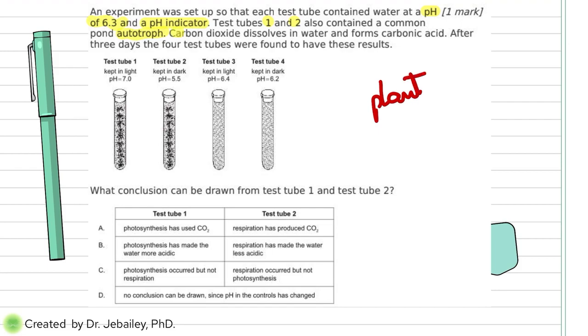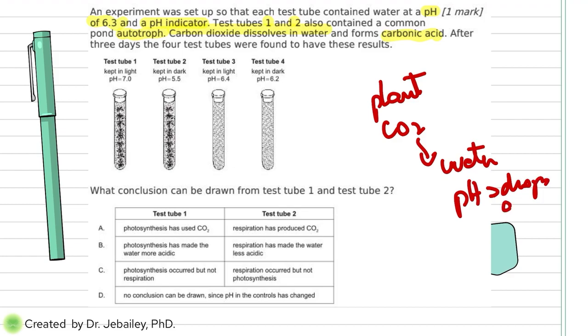Now, carbon dioxide dissolves in water and forms carbonic acid. We already know that if you place CO2 inside the water, the pH drops, so it becomes more acidic. That's why it's called carbonic acid. Now, after 3 days, the 4 test tubes were found to have these results. So what do we learn from here? We have 4 test tubes, as you can see.